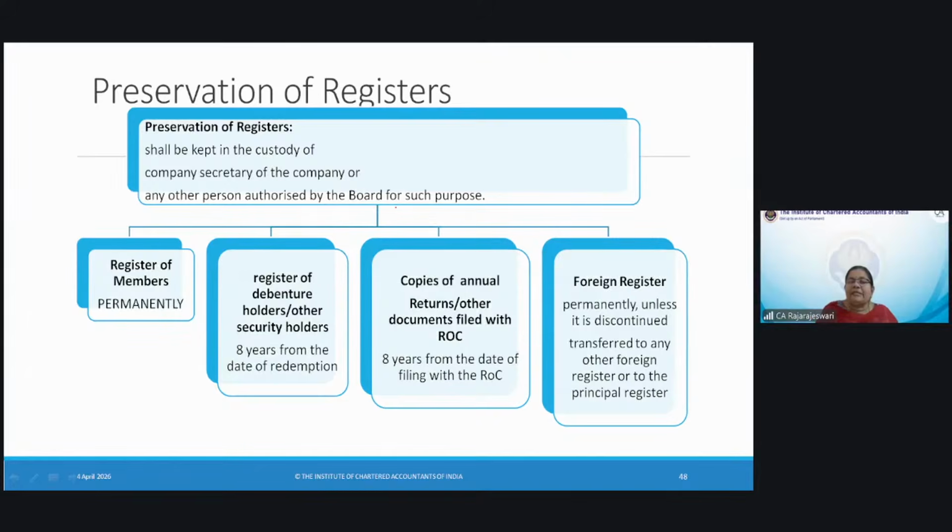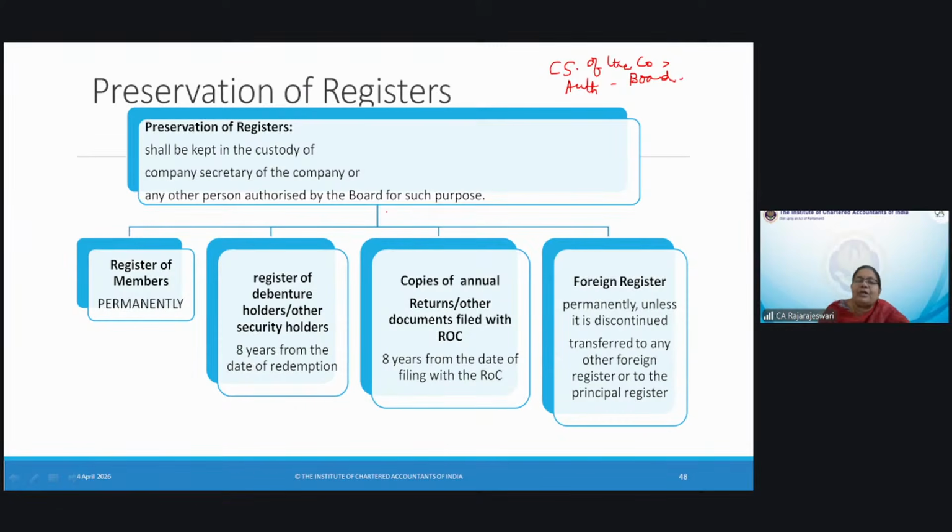Then, preservation of registers. You have to keep the registers in safe custody. It will be kept in the custody of the company secretary of the company or any other person authorized by the board. He is the person who has to keep it in safe custody. Either the company secretary who is employed, or the authorization could be done by the board. So any person authorized for this purpose.